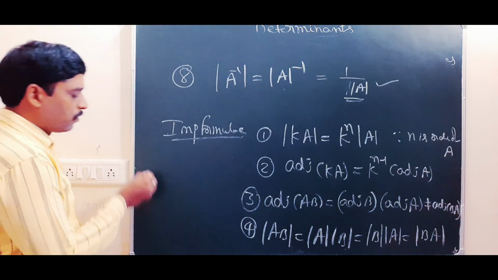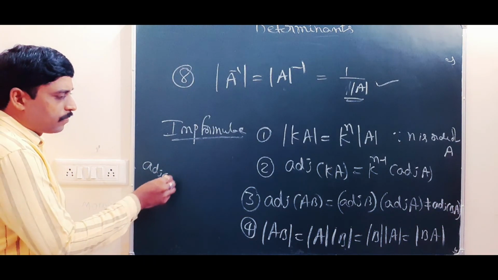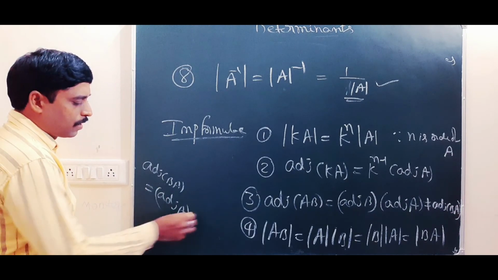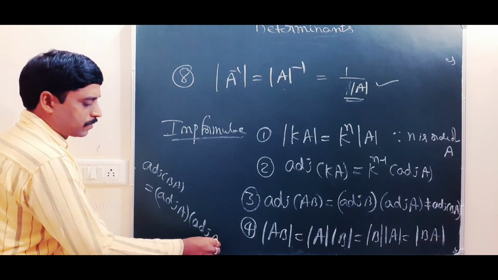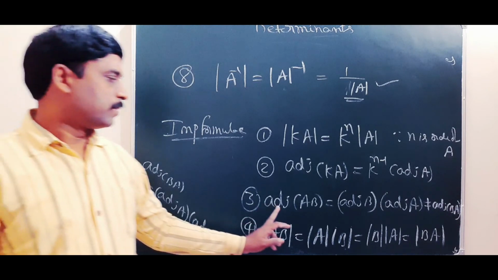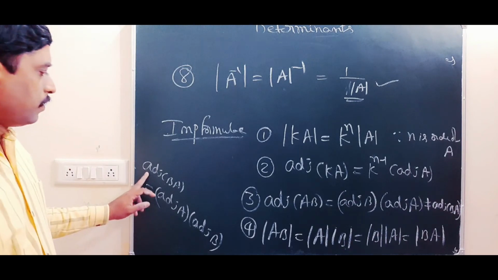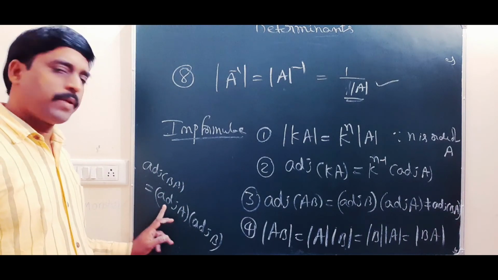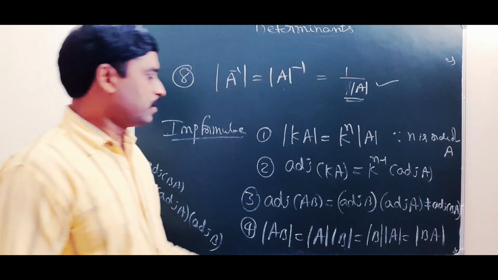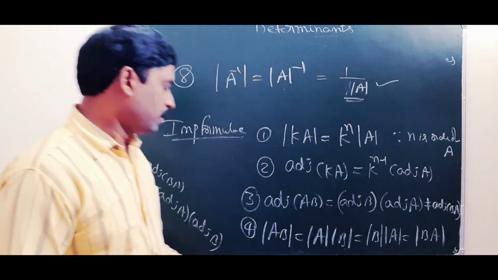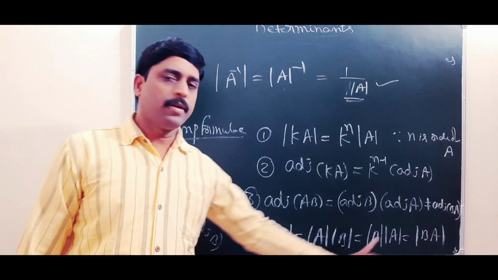So what is the adjoint of BA formula? Adjoint of A into adjoint of B. So both are different. So adjoint of AB is adjoint of B into adjoint of A. Adjoint of BA is adjoint of A into adjoint of B. So adjoint of AB is not equal to adjoint of BA, but det of AB is equal to det of BA.